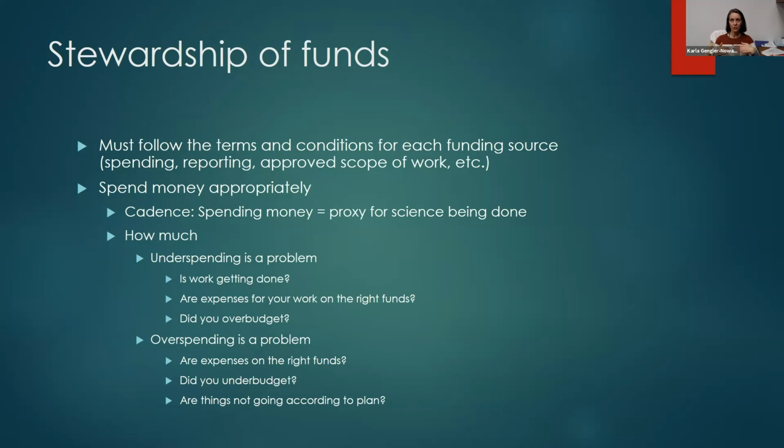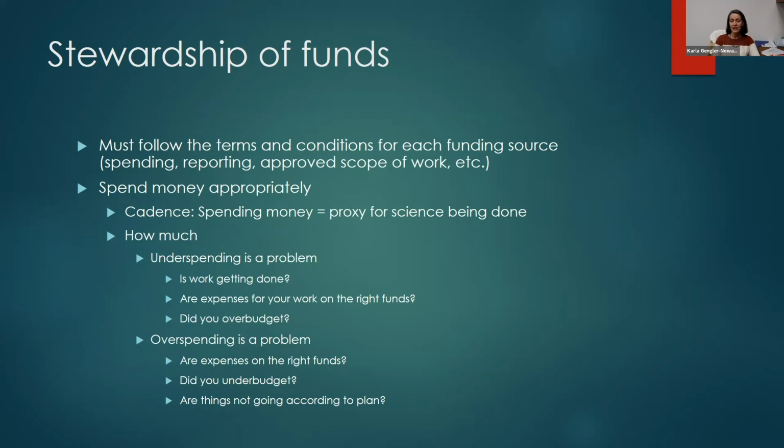And then this one kind of goes all the way back to the beginning when you were planning your proposal. It is possible that you completely overestimated how much money you're going to need to get that scope of work done. So that over budgeting is a problem as well, which is why we want to make sure we're doing that properly on the front end. Overspending is the other side of the coin.